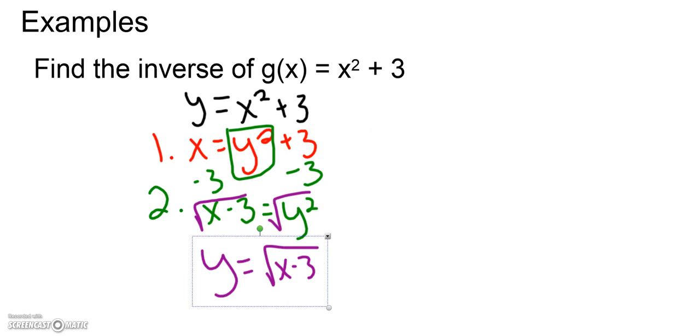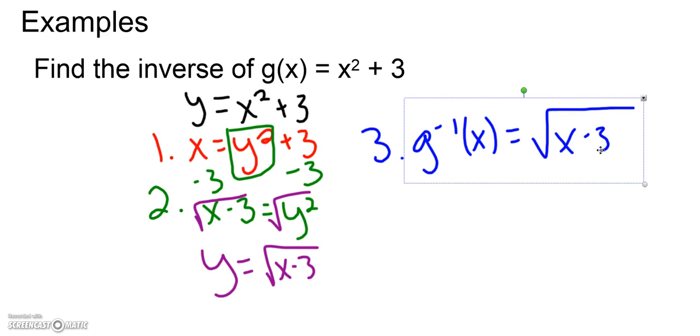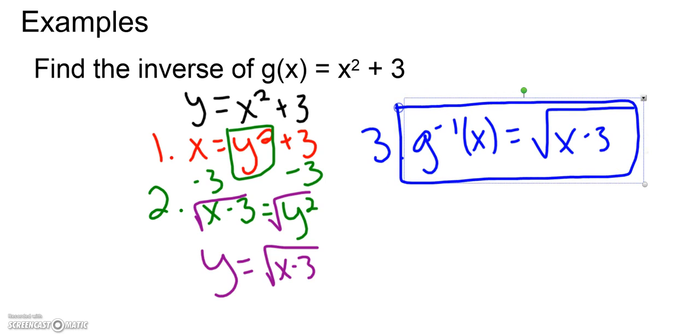Alright, now your last step is to change your y back to g inverse. So g inverse of x is equal to the square root of x minus 3. And that right there is your answer.